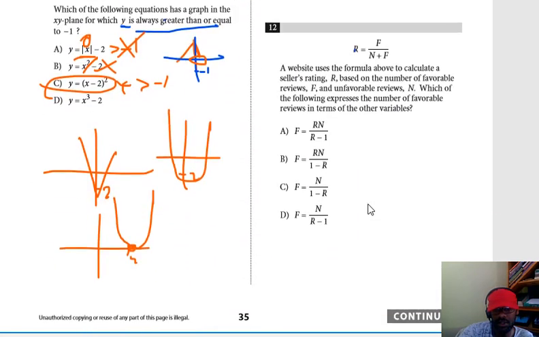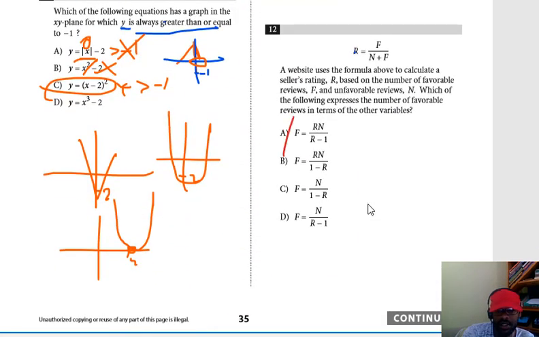Okay, the next question. 12. As I can see here, all the choices are F, which means obviously the question is expressing F in terms of the other. All right, so crisscross here, or let me do this one, Rn. I need Rn on the top, so I'm going to eliminate this choice. Okay, Rn.